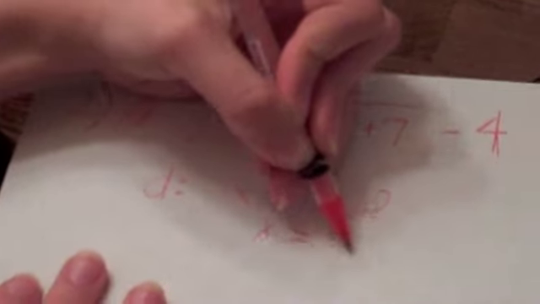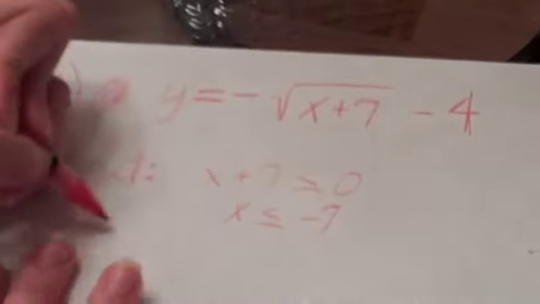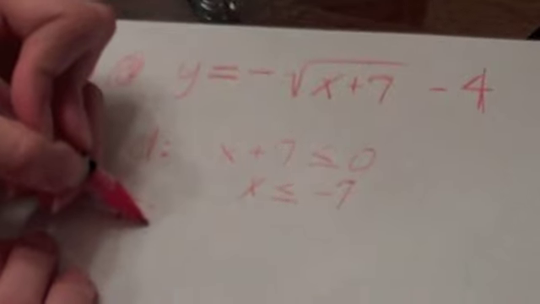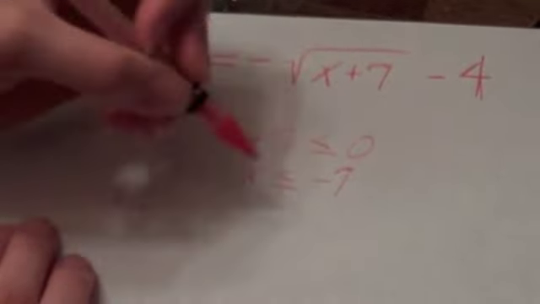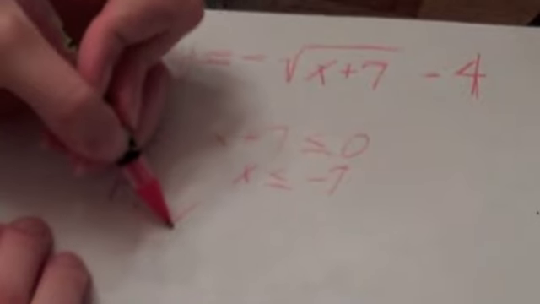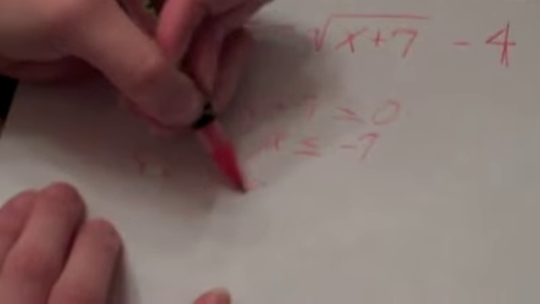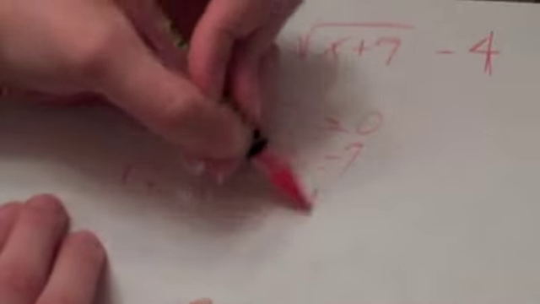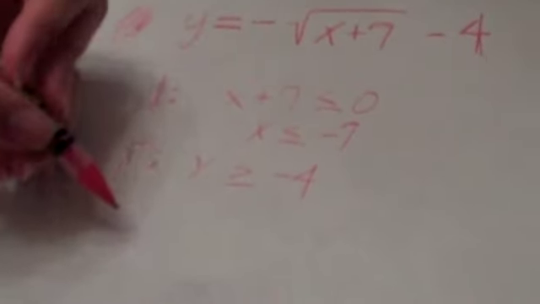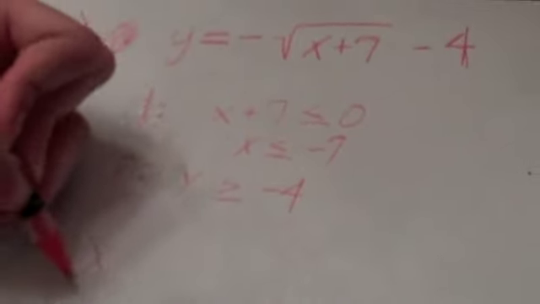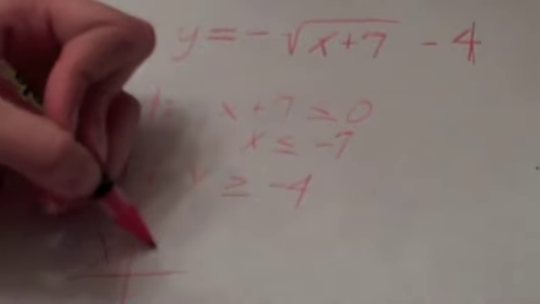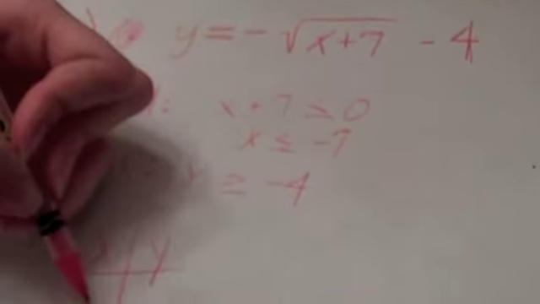Giving us x is less than or equal to negative 7. The range, we use the negative 4 or minus 4 as seen above, giving us y is greater than or equal to negative 4. By using the 7 and negative 4 in the equation, it gives us our vertex of (negative 7, negative 4).